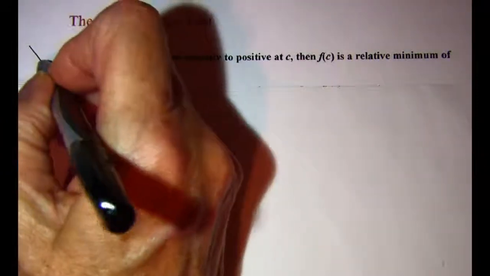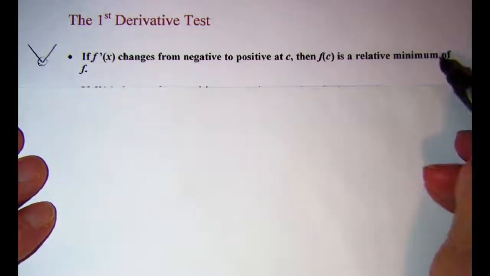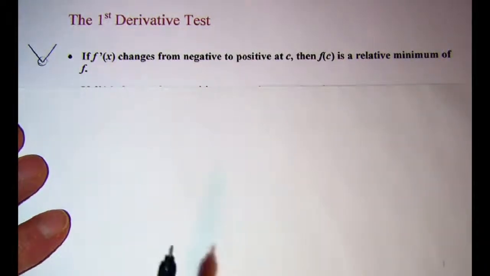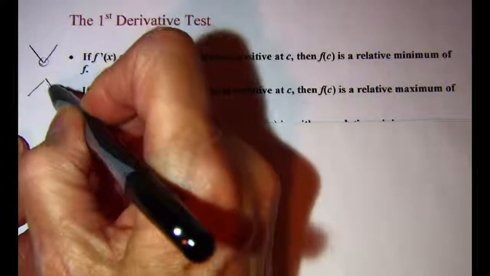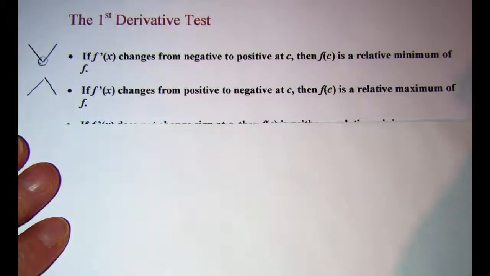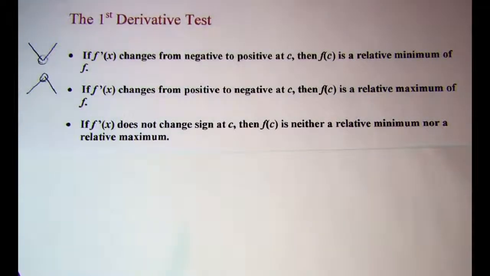So if I have a tangent line that's got a negative slope, and then a tangent line that's got a positive slope, my point c would be a relative minimum. Now if the derivative changes from positive to negative, then f of c is a relative maximum. And if the derivative does not change sign at c, then f of c is neither a relative minimum nor a relative max.